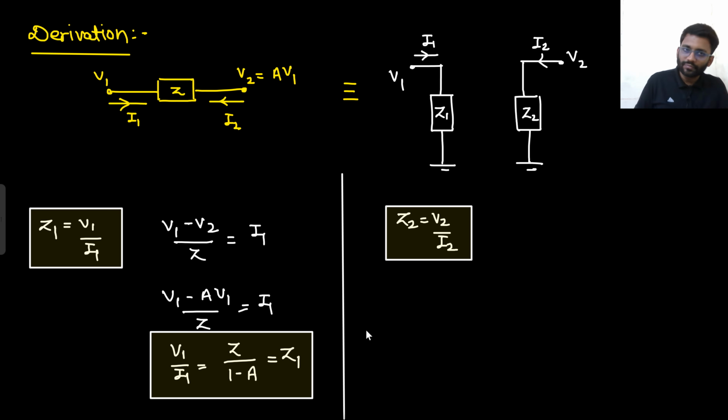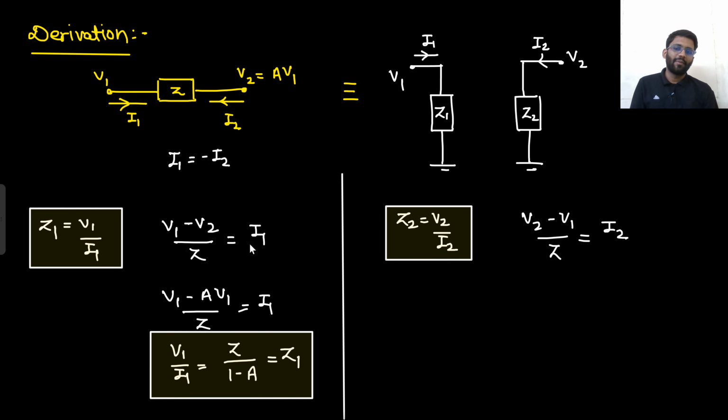What about Z2? Z2 is V2 by I2. So at V2, what do you see here? I1 is equal to minus I2, right? This is also true. So here I can replace I1 equals minus I2. What will I get? V2 minus V1 by Z is equal to I2. Or from here also you can write V2 minus V1 by Z is equal to I2.